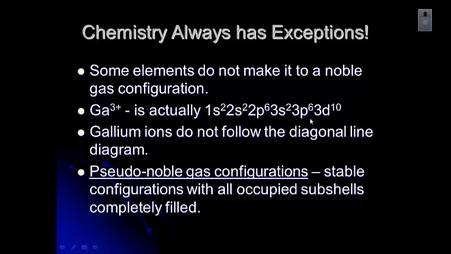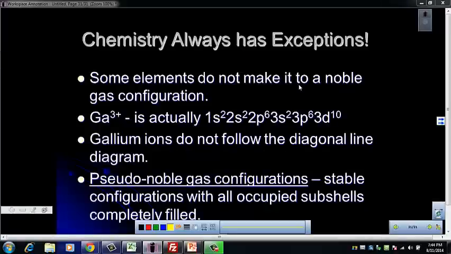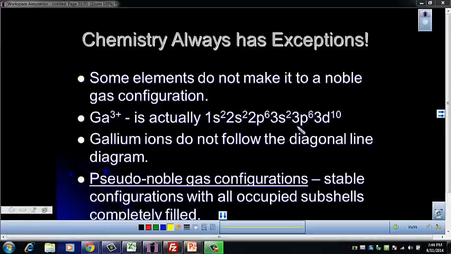I'm sure when you wrote this down and did your configuration, you had all the way up through 3p6, and then you had 4s2, 3d8. And so what happened was these 2 s electrons went into 3d. So 4s is empty and 3d is now full. It just makes it more stable.